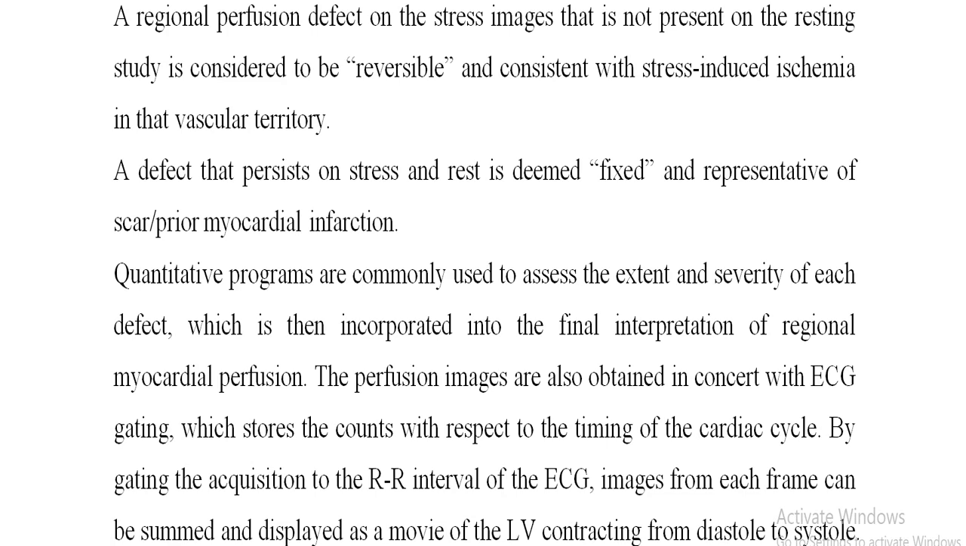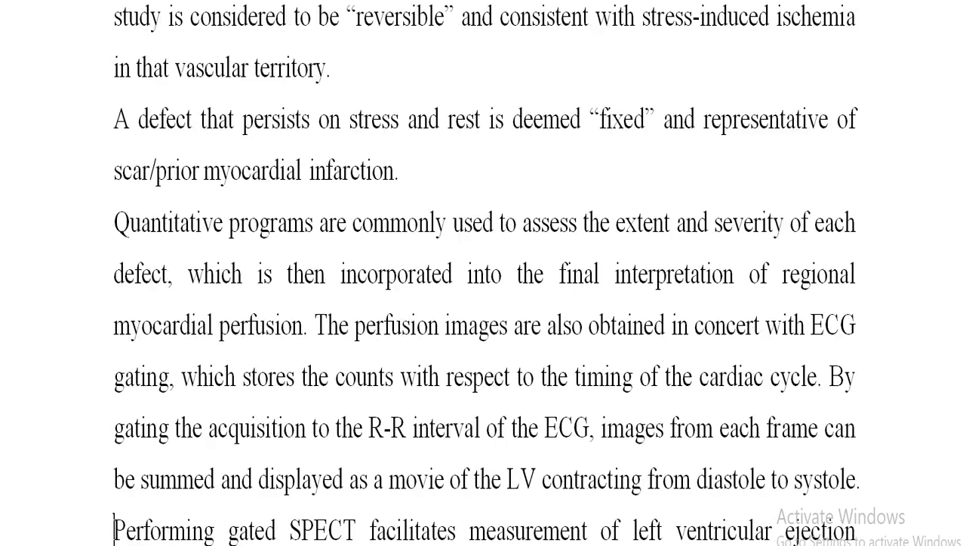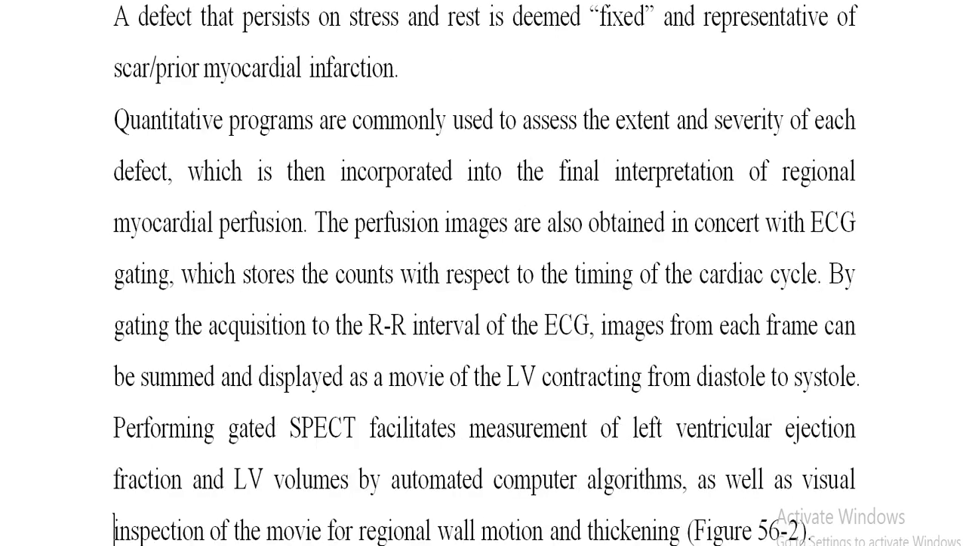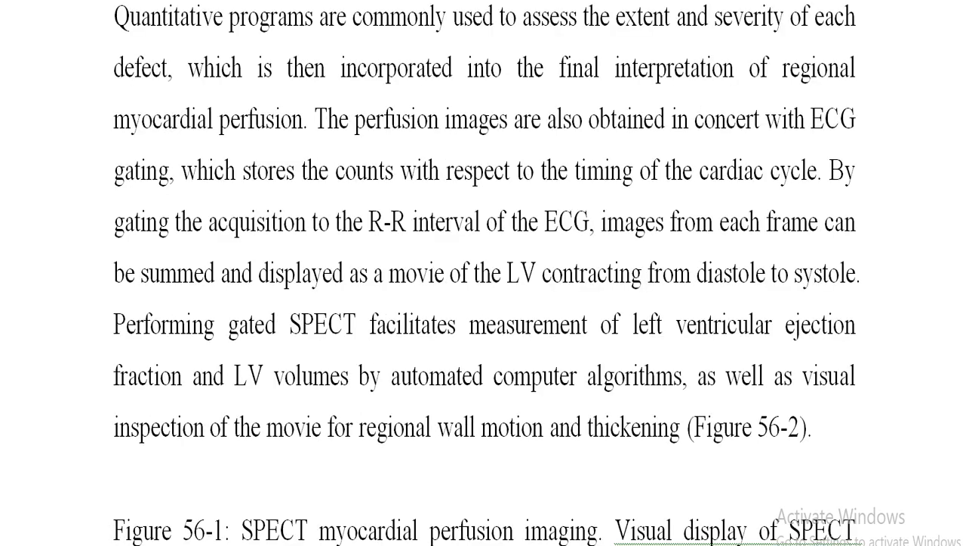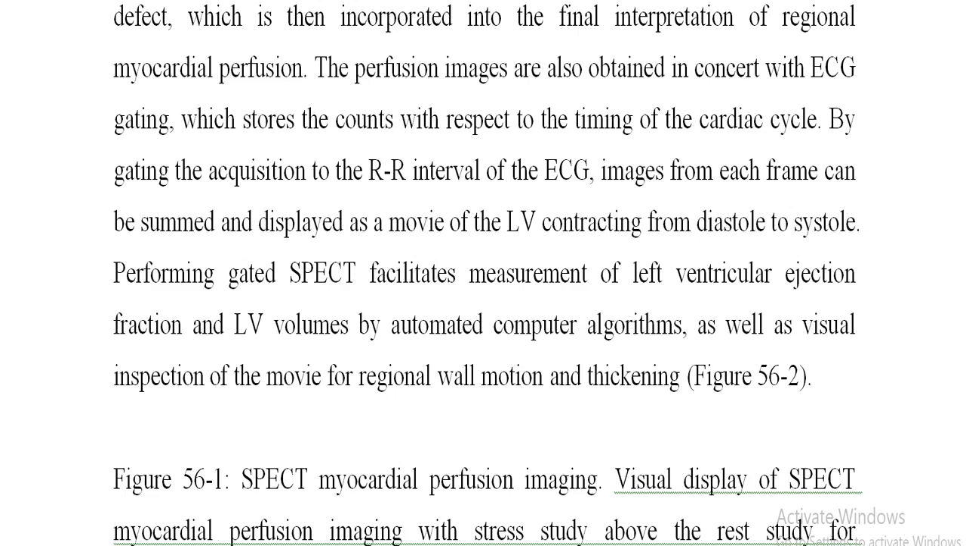The perfusion images are also obtained in concert with ECG gating, which stores the counts with respect to the timing of the cardiac cycle. By gating the acquisition to the RR interval of the ECG, images from each frame can be summed and displayed as a movie of the LV contracting from diastole to systole. Performing gated SPECT facilitates measurement of left ventricular ejection fraction and LV volumes by automated computer algorithms, as well as visual inspection of the movie for regional wall motion and thickening.